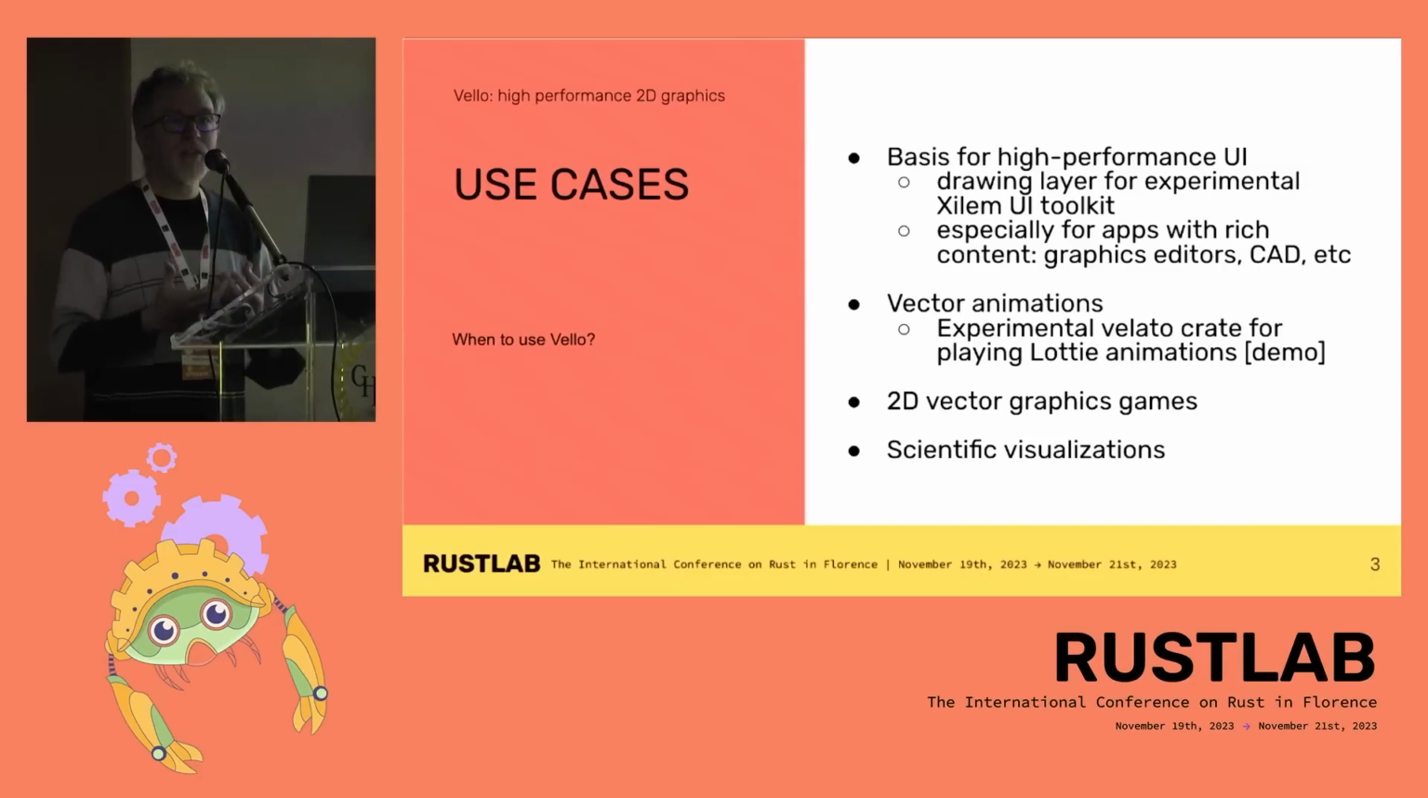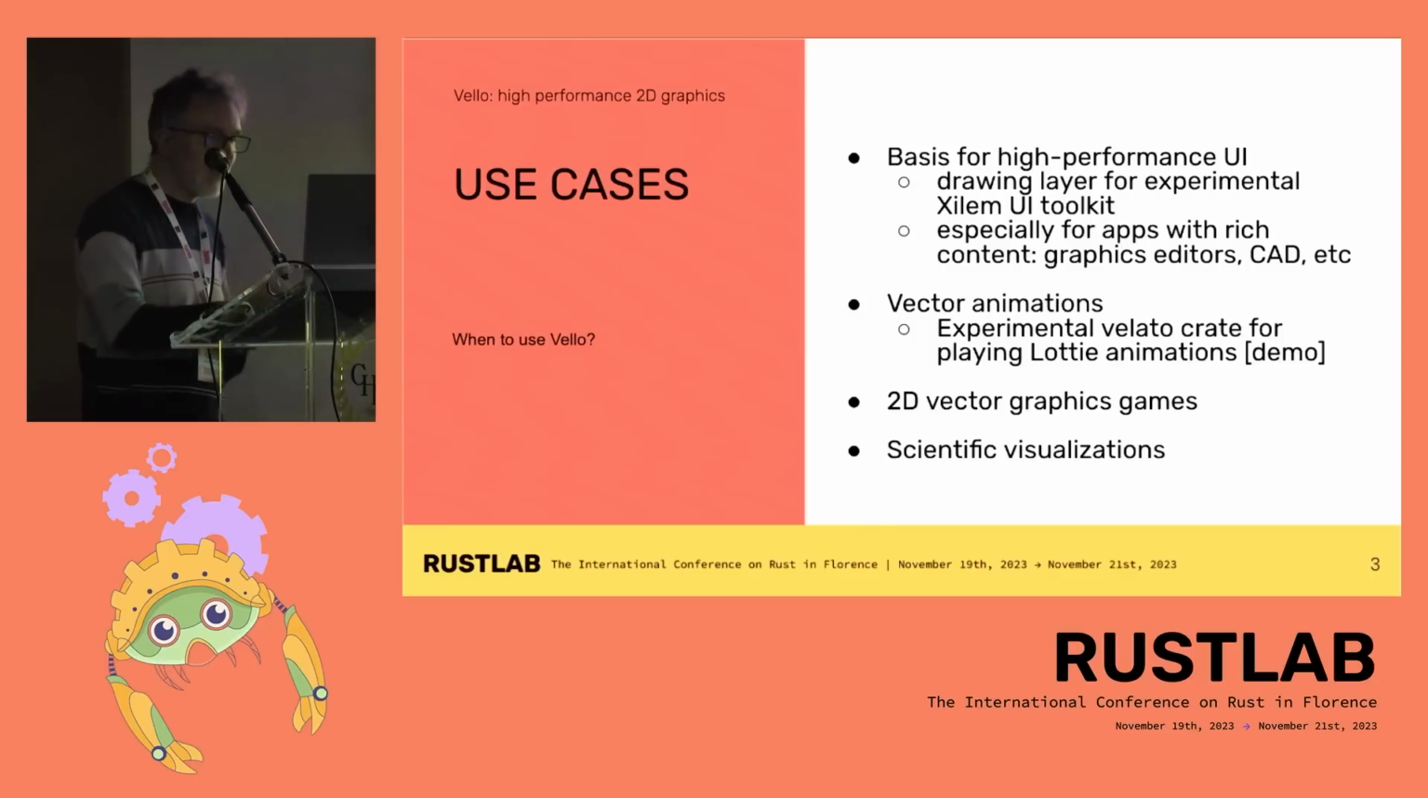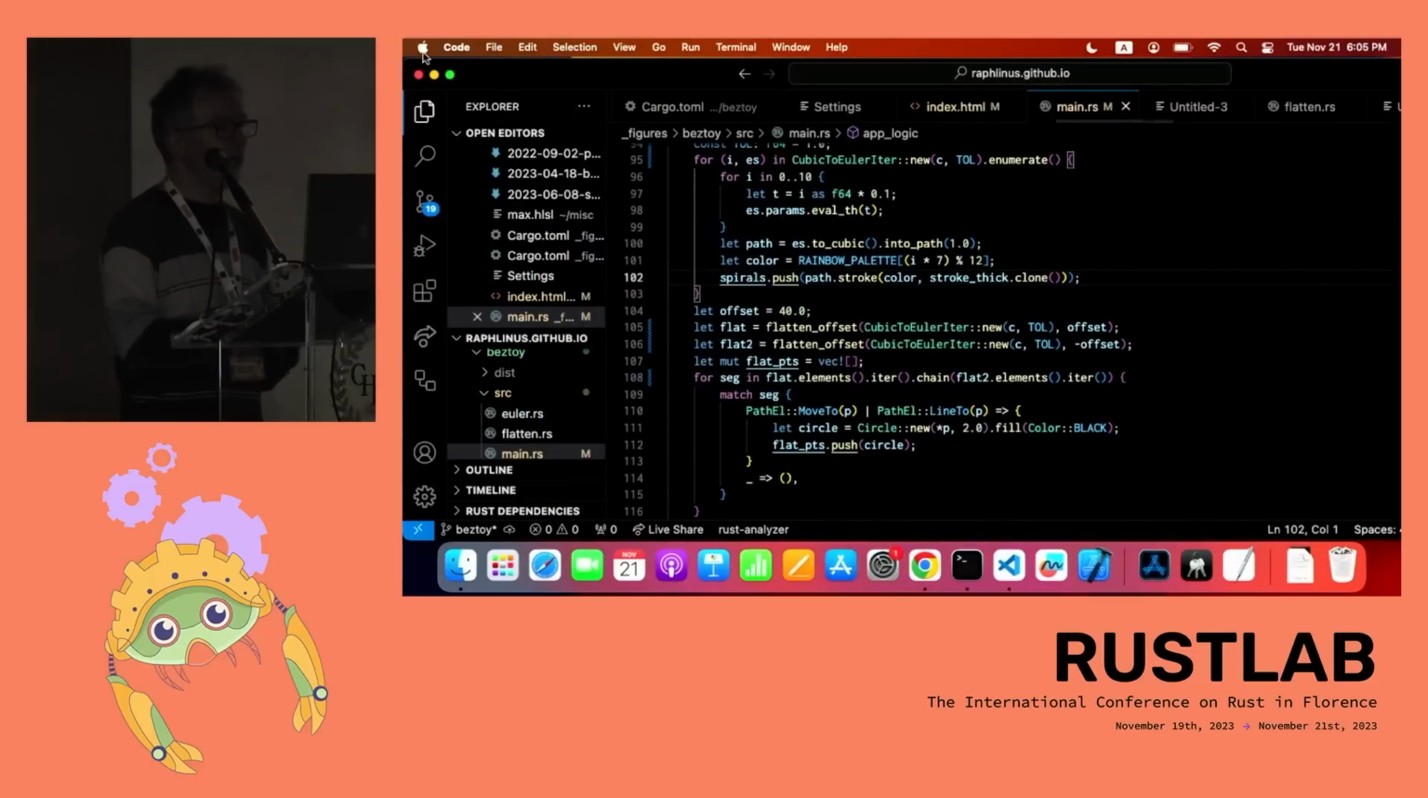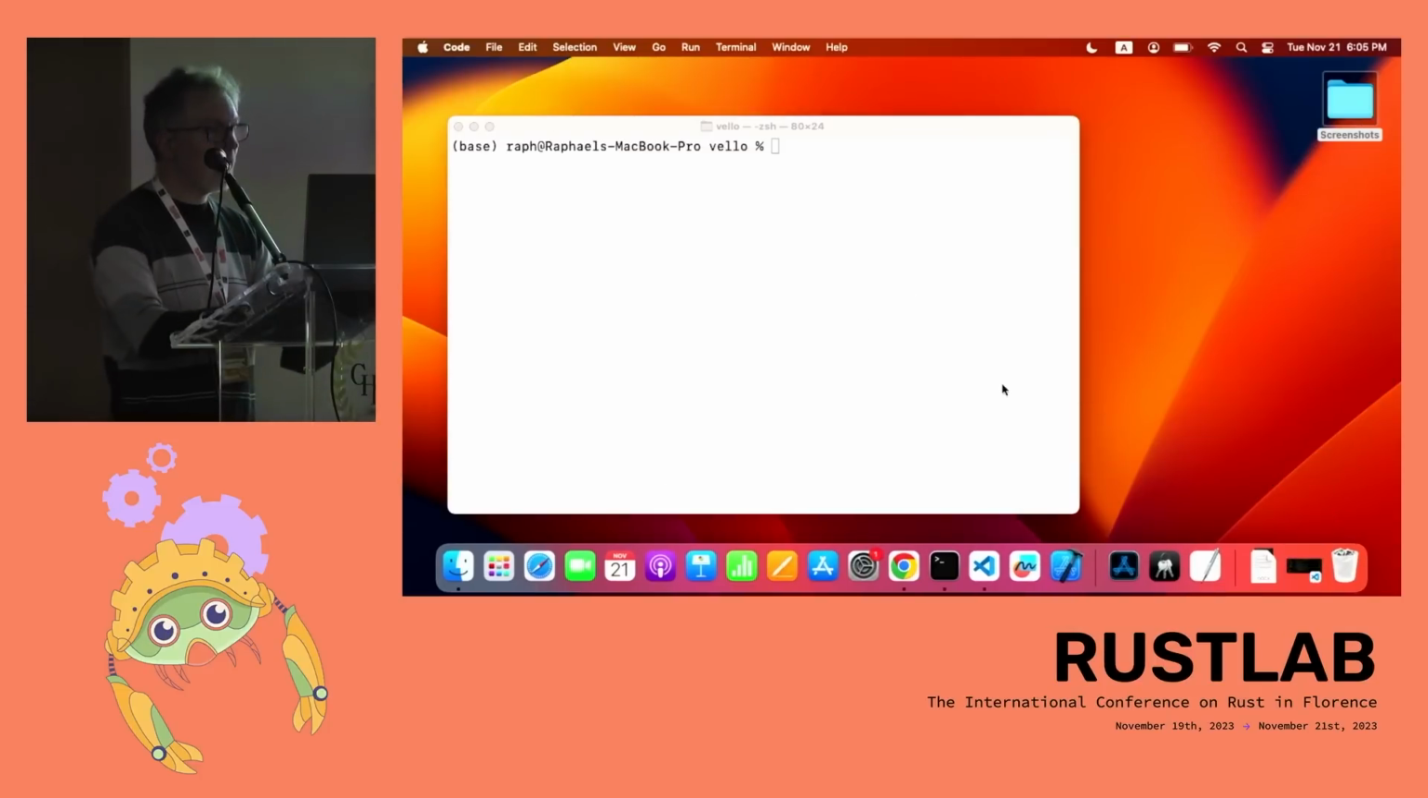And I think Xilem is going to be especially good for applications that have rich graphical content: graphical editors, CAD, scientific visualizations, things like that. Not simple forms, but where you really have a lot of data that has a lot of visual richness to it. Another use case is doing animations in a vector format, so we have a crate that does Lottie animations. I'll go into the demos and do a quick demo of that now, just to give you a flavor of what this can do.